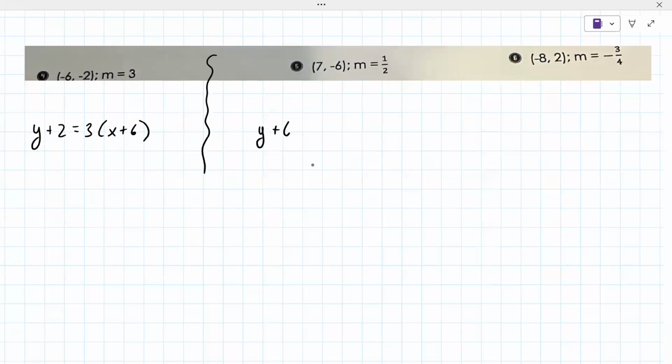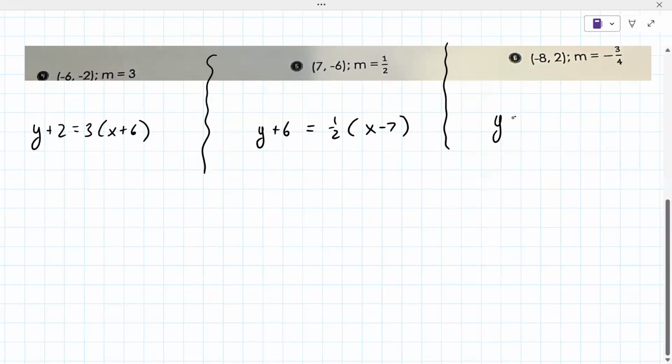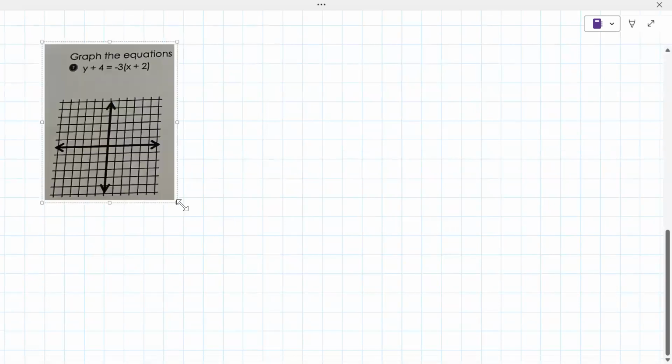And I got y plus 2 equals 3 times (x plus 6) for the first one. Good. For the second one, I got y plus 6 equals 1/2 times (x minus 7). Good. For the last one, I got y minus 2 equals -3/4 times (x plus 5), or plus 8, sorry. Good. All right. For the next couple here, I'm going to show you the shortcut.